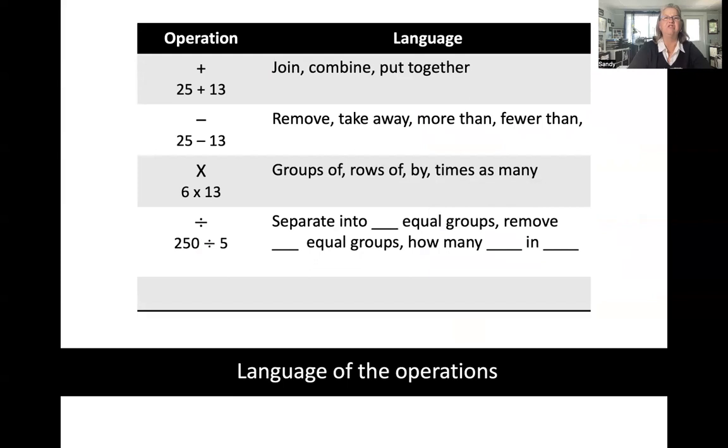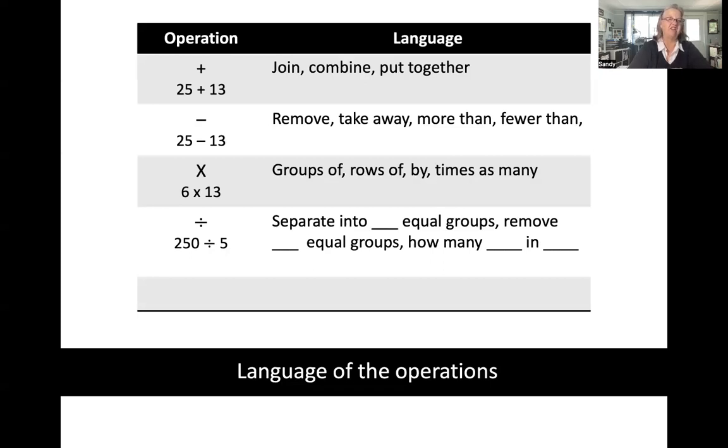So with addition, we use language like join, combine, put together. We use remove, take away, more than, fewer than. You might want to use less than, but fewer than will work quite nicely for subtraction also. We can do groups of, rows of, by, times as many, jumps of with multiplication. And then with division, we can separate into however many equal groups or remove that number of equal groups. Or we also can think about it as a measurement idea. How many 5s are in 250? So again, how many 5s will we be able to remove out of 250?